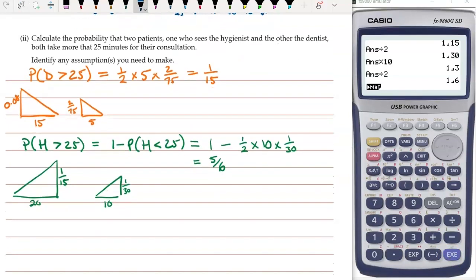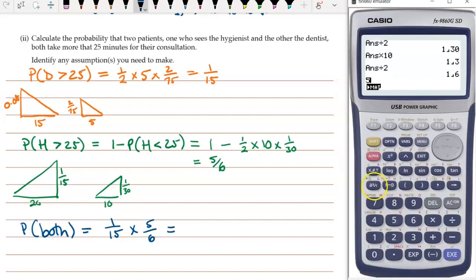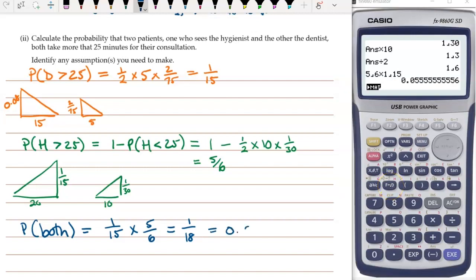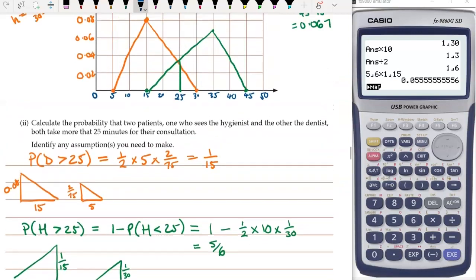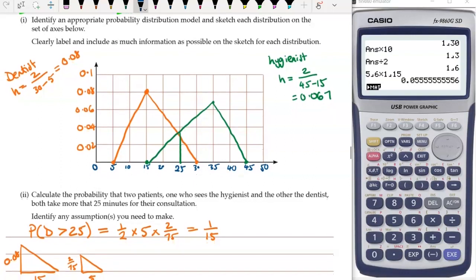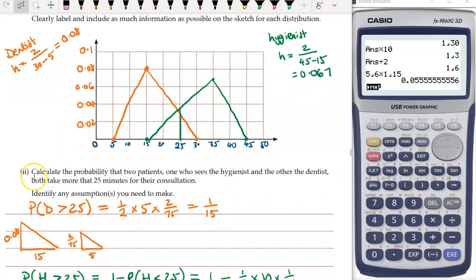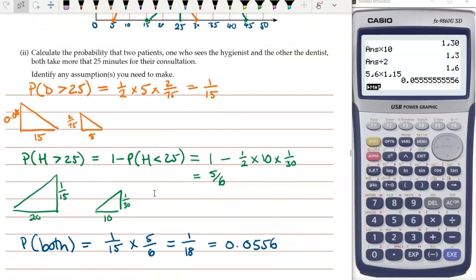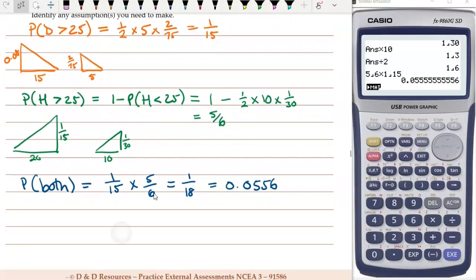So now the probability of both of those things is 1/15 times 5 over 6, which is 1/18, or if we need it in decimals, 0.0556. And then the assumptions that we need to make on this, so this last bit here, identify any assumptions, we've got to assume that those two things are independent, of course.